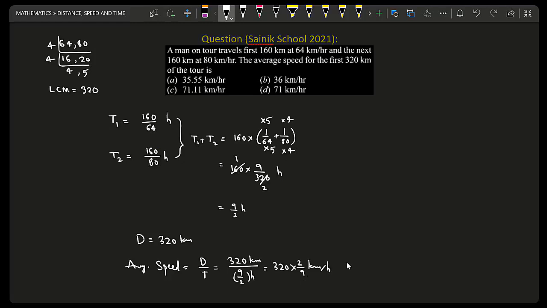Simplify this. Which two numbers are going to simplify? Sir, 3 and 320. Is 320 divisible by 3? No, sir. So no divisions are possible. Then you are going to multiply. 320 into 2 is 640 divided by 9. Now you can cancel.